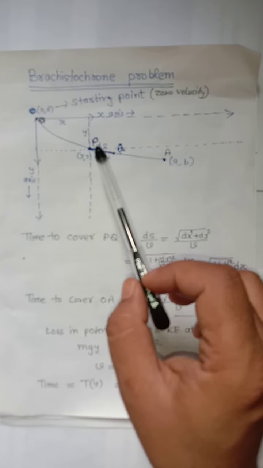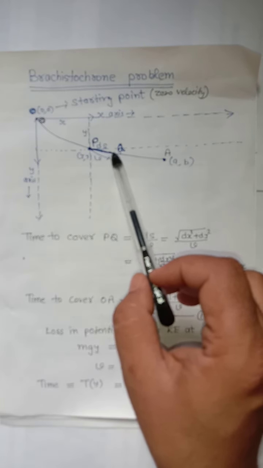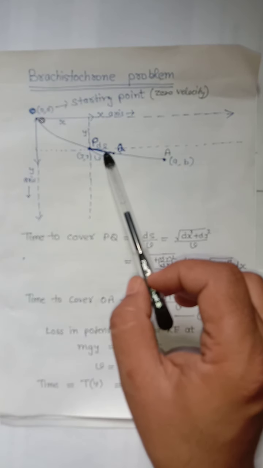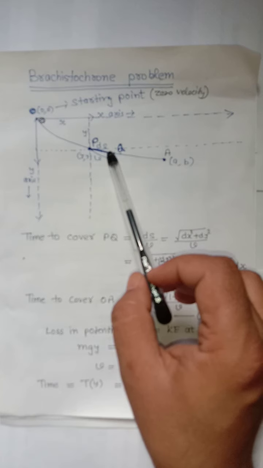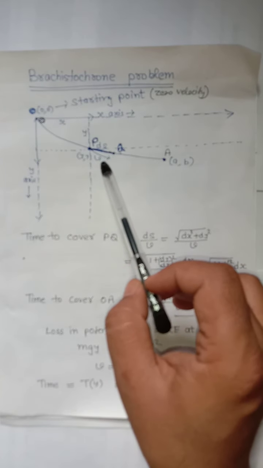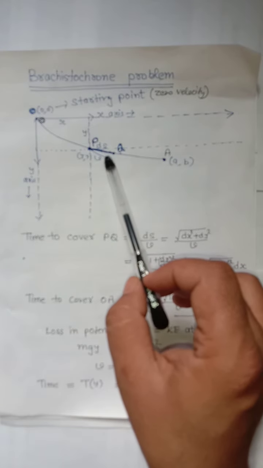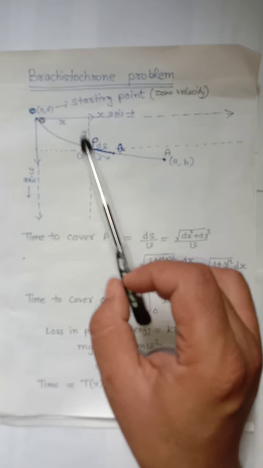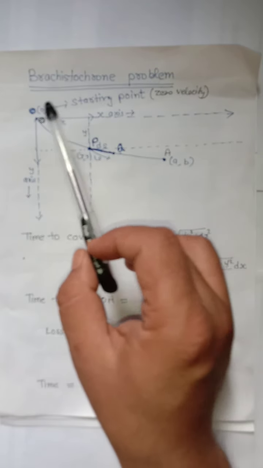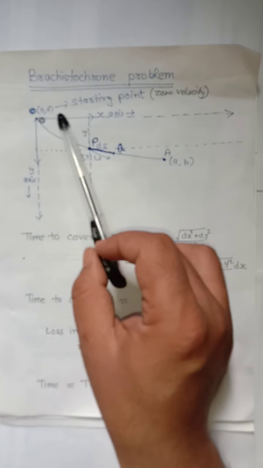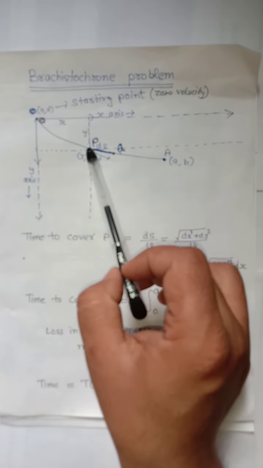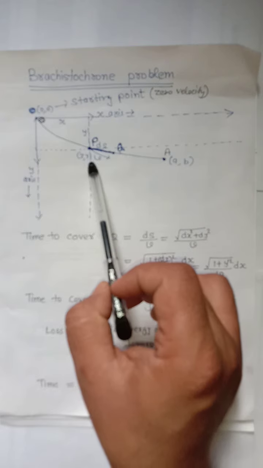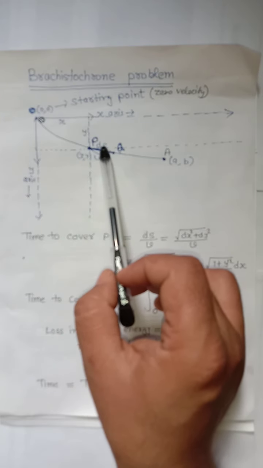For discussion of the problem, I have considered a small element of this curve PQ, and let its length be ds, and I have taken the velocity v of the bead and coordinates x and y. If its coordinate is x, y, what does it mean? From here to here it will be x, and here to here it will be y. This is the coordinate of P.